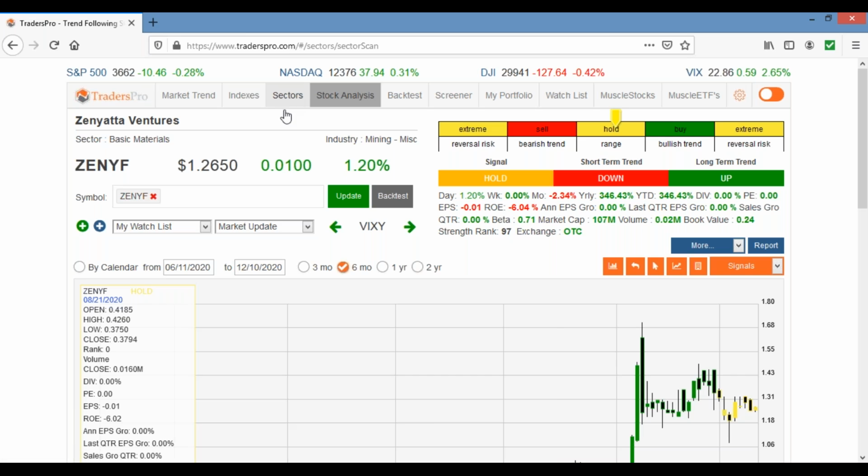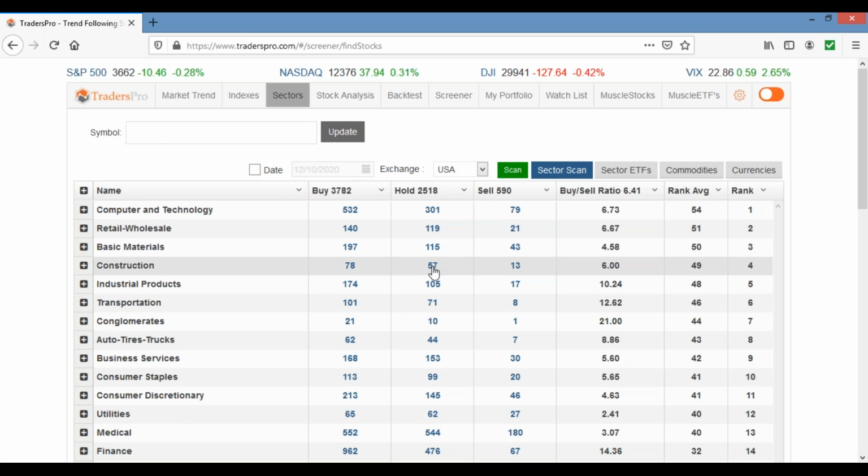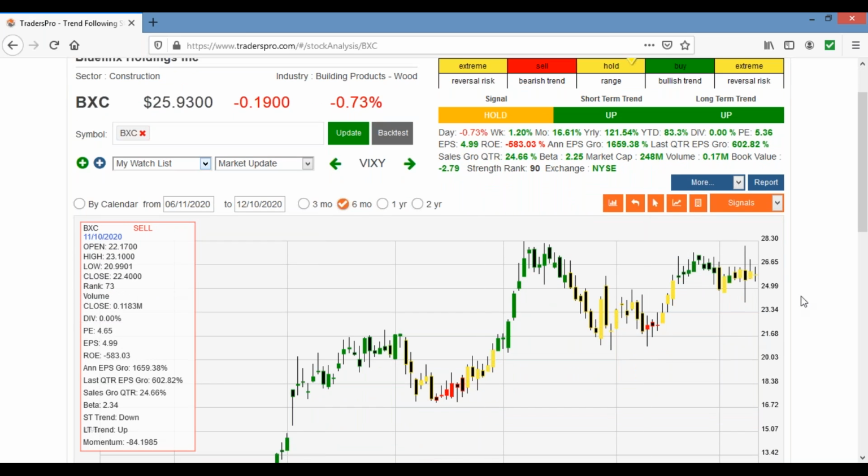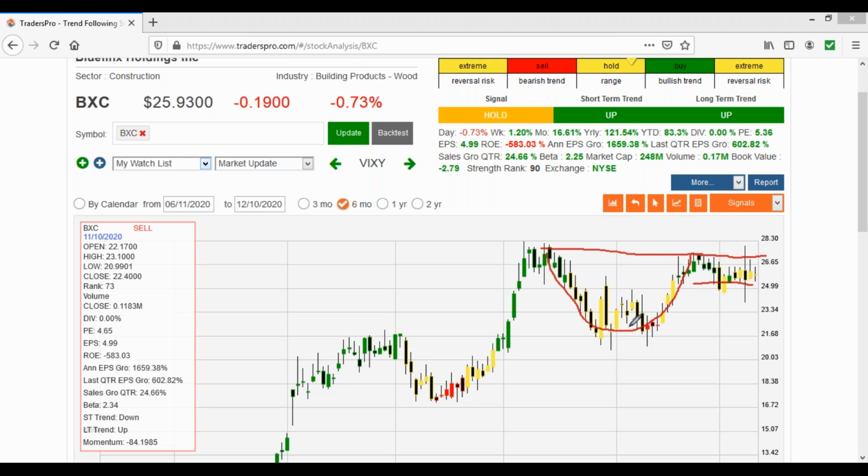All right, let's go into construction. And I like this BXC, Blue Links Holdings. The reason why I like this, it looks like a cup with handle formation. Here's your cup. Here's your handle. And these are much like those inverse head and shoulders patterns. If it can break out above the top of the cup, it'll usually go up about the same distance as the top of the cup to the bottom of the cup.